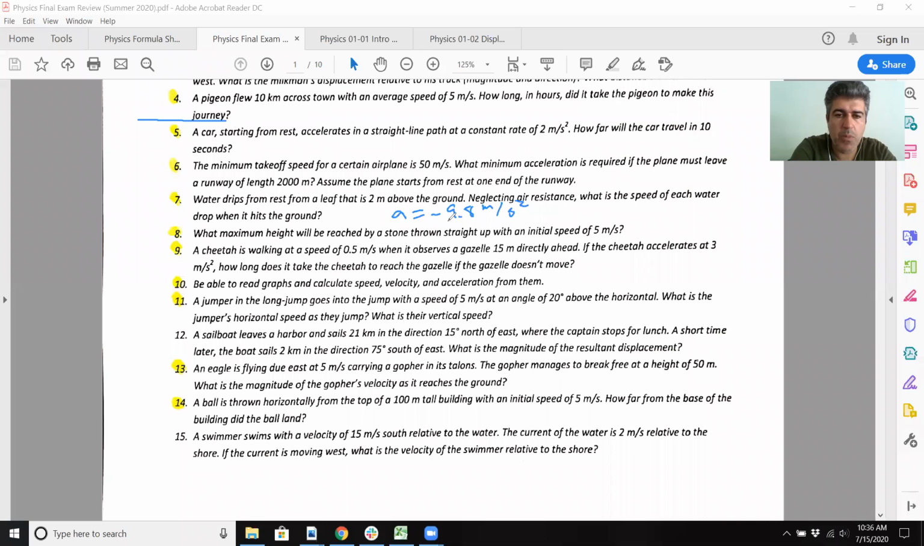What maximum height will be reached by a stone thrown straight upwards? So you have your initial speed. Your final speed is going to be 0, however, right? Because it does stop momentarily. So let me work that out for you guys there. So that's a different formula.